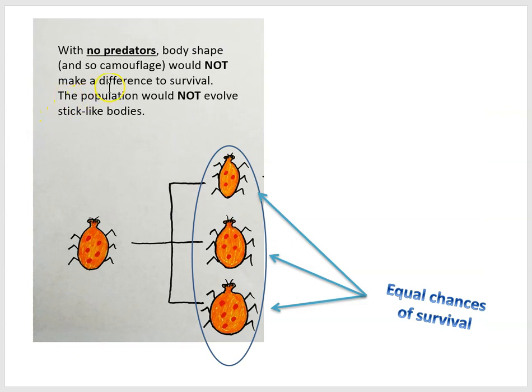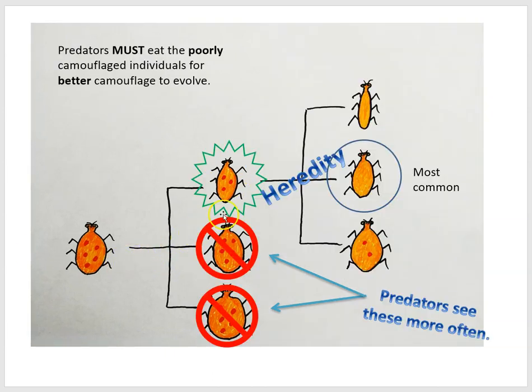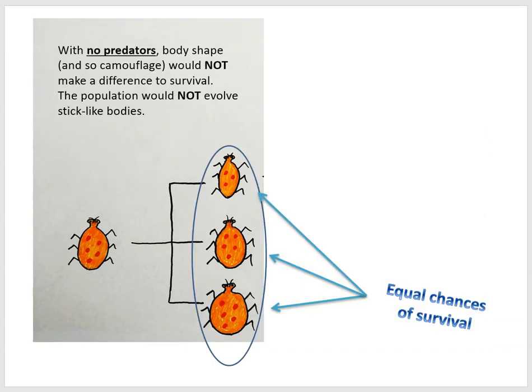With no predators, body shape, and so camouflage, would not make a difference to survival. The population would not evolve stick-like bodies. If there were no predators, then it wouldn't matter what your body shape was. And if these three individuals have equal chances of survival, then you're not going to get this kind of evolution towards thinner and thinner body shapes because of better camouflage. If predators aren't a factor, camouflage is not a factor, and so you won't get the evolution of that body shape.